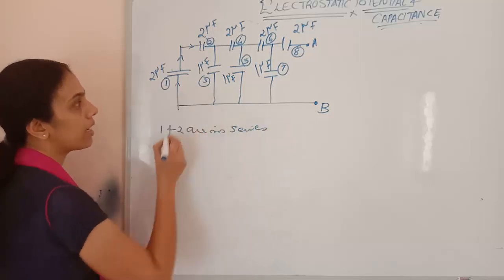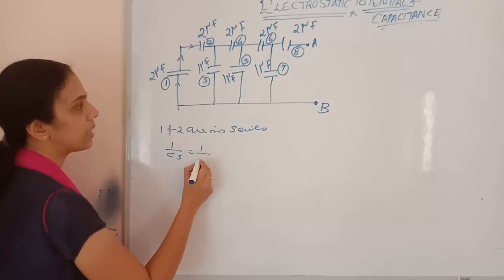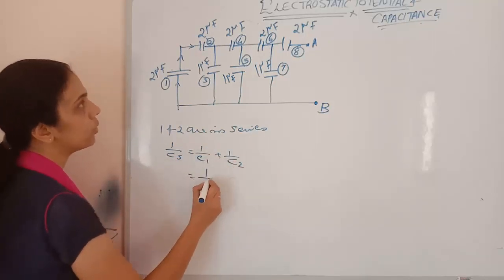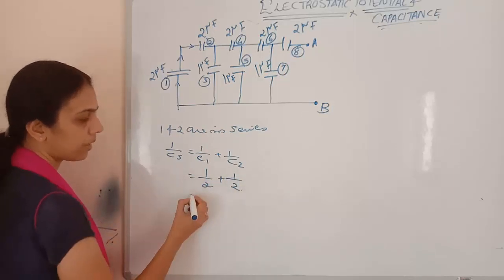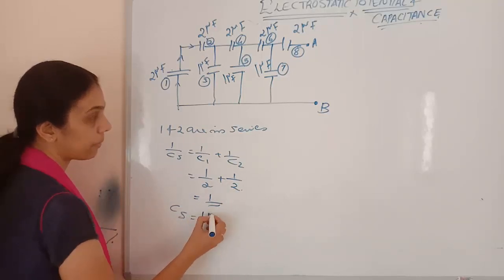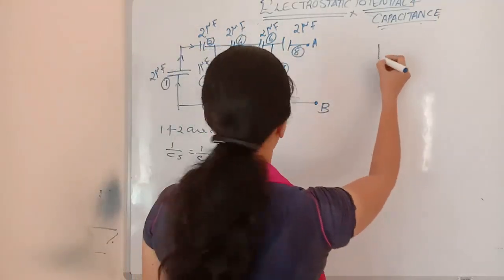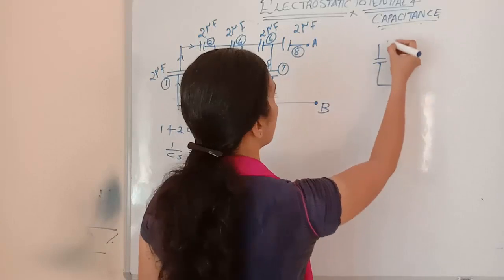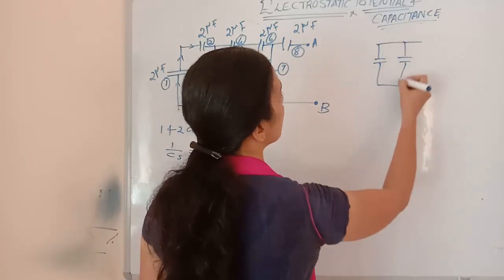Okay, if they are in series, 1 by Cs is equal to 1 by C1 plus 1 by C2. So it is equal to 1 by 2 plus 1 by 2, which is equal to 1. So Cs we got as 1 microfarad. Now instead of this 2 and 2, I can write 1 microfarad, and that 1 microfarad is in parallel with the third one.